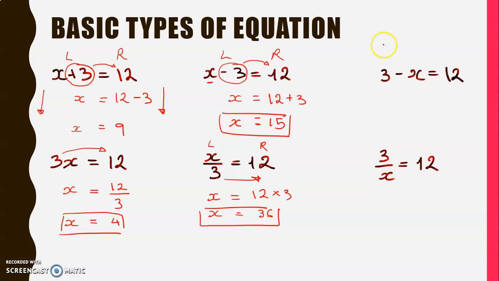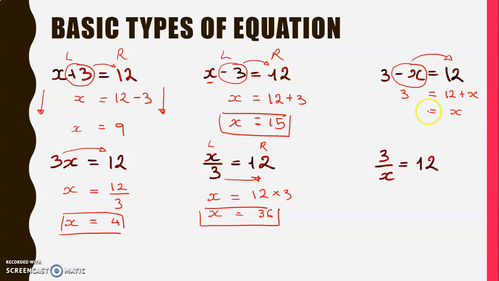Now I've left these on purpose to the end. What happens in this case? 3 minus x. As you can notice, this is a minus x. So what I would do first is move this to the other side and rewrite this equation as 3 equals 12 plus x. If you think about it, you want x on its own.